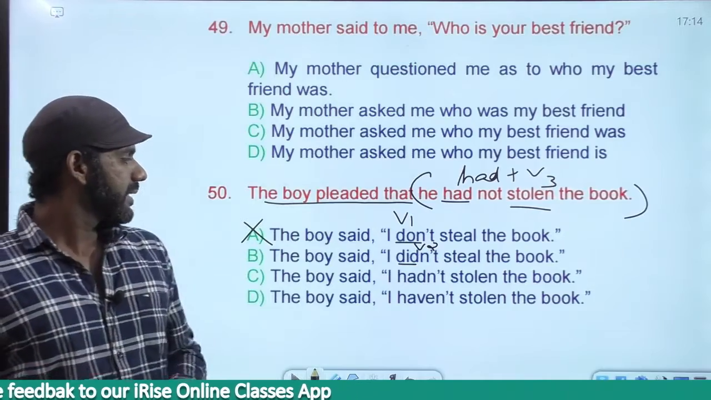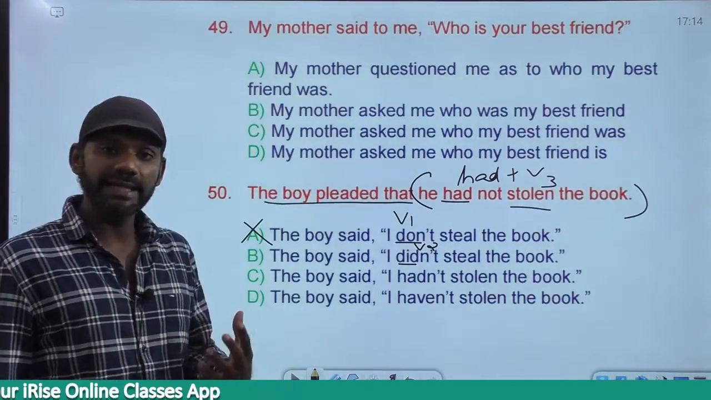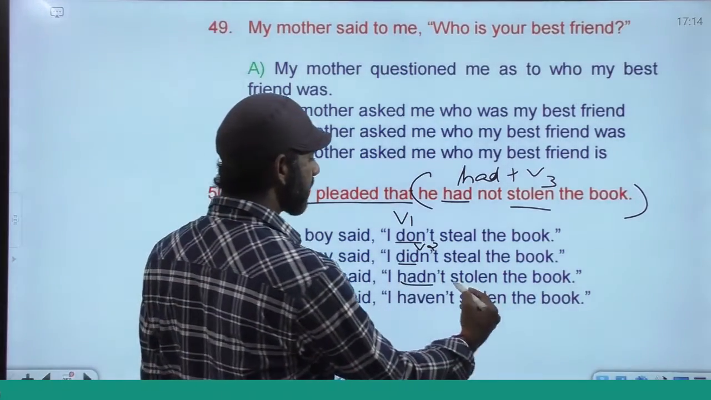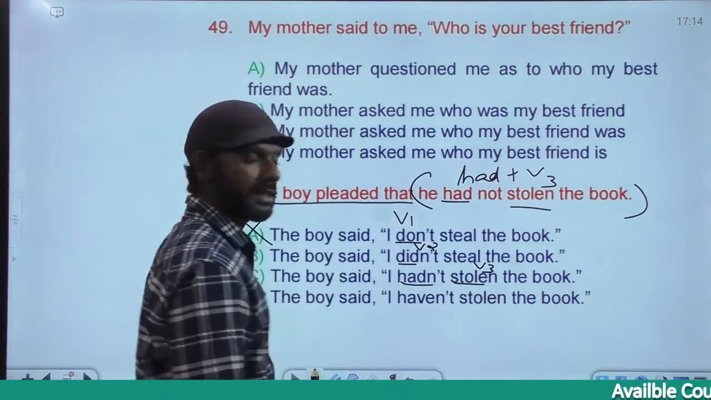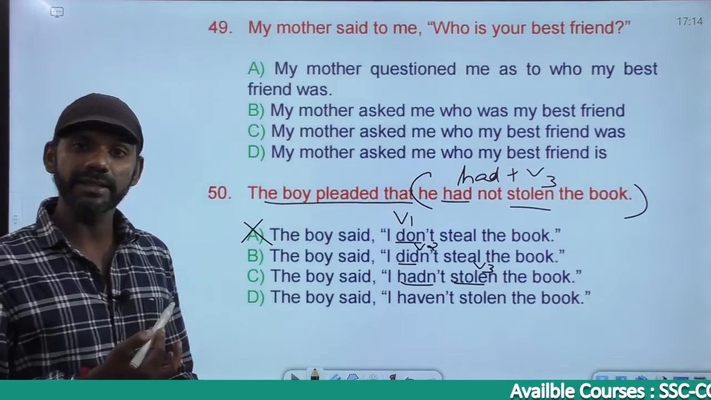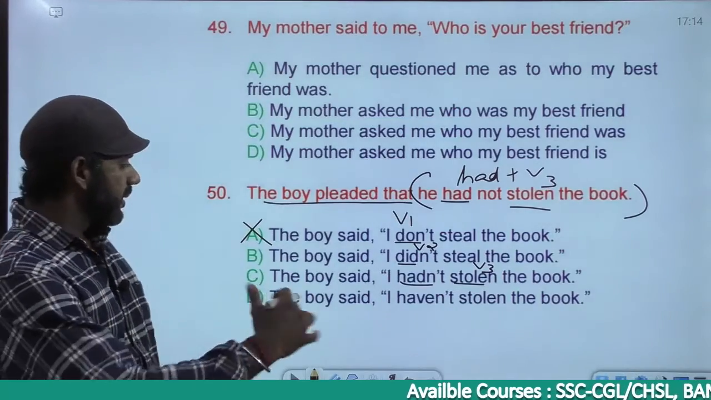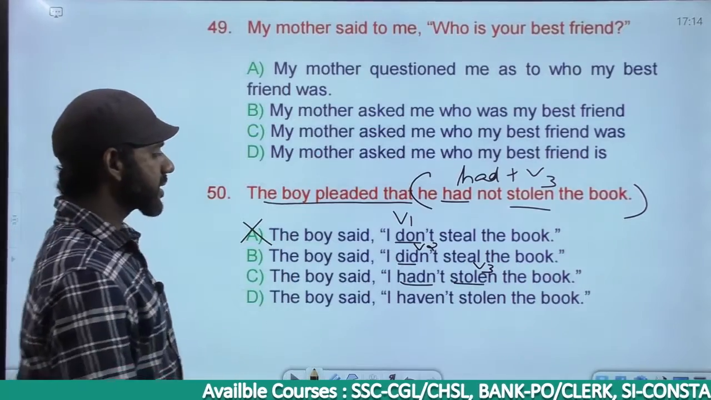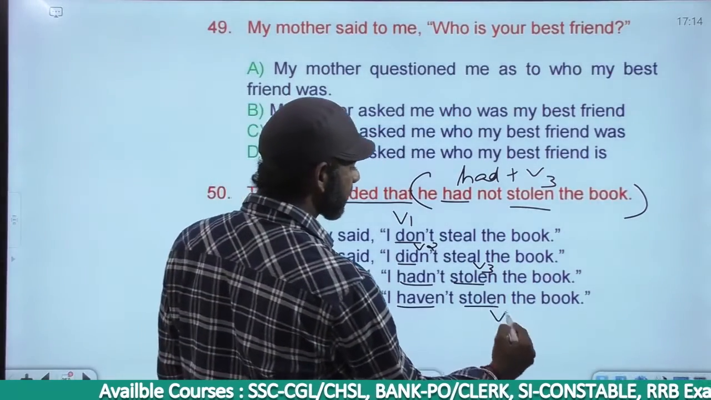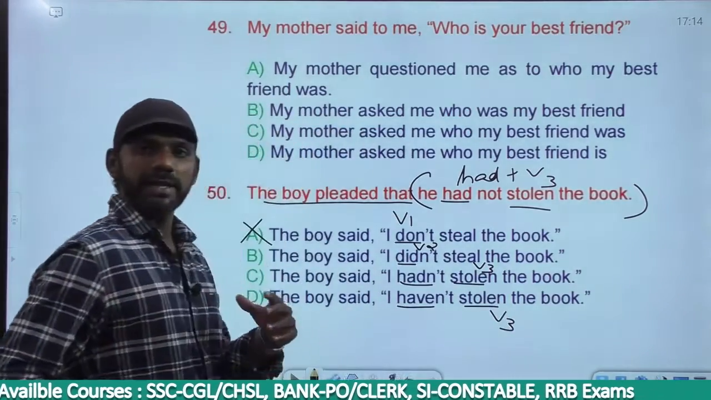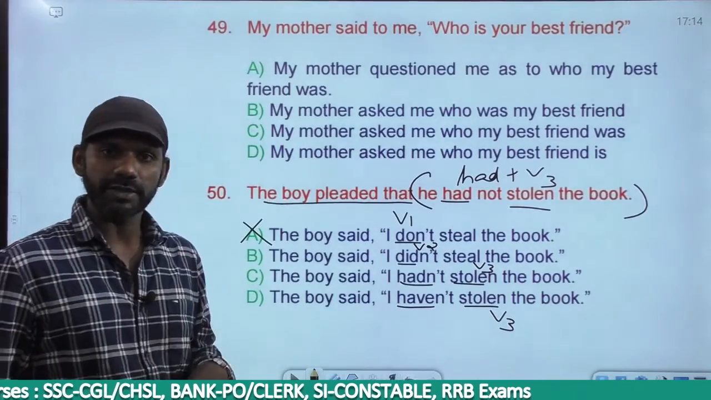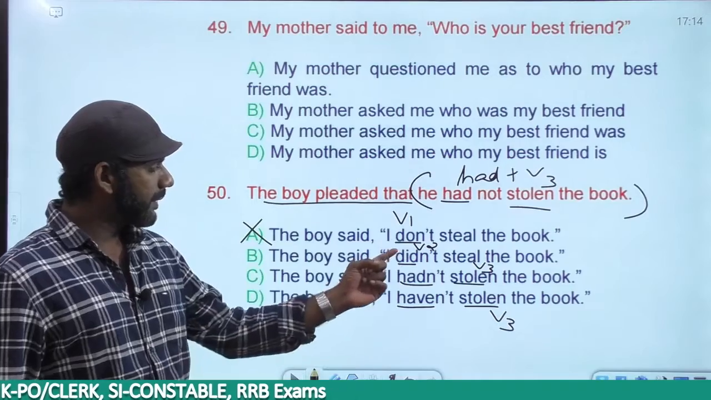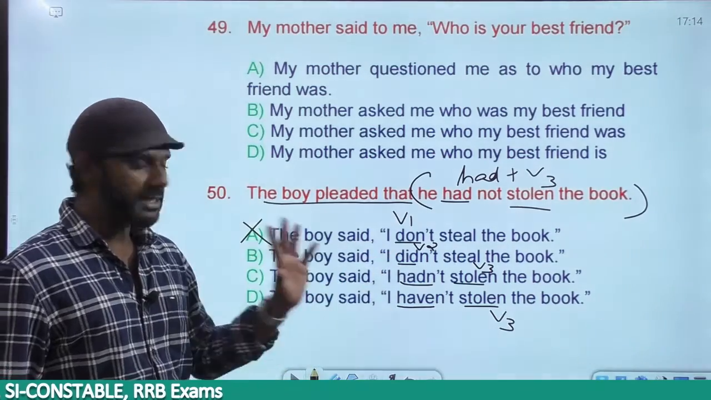Come to C. The boy said, I hadn't stolen the book. I hadn't stolen is had plus V3, past perfect. Past perfect can remain the same. Come to the next one. The boy said, I haven't stolen the book. Haven't stolen is have plus V3, present perfect. Past perfect can become present perfect. So we have three options here which should be considered: simple past, past perfect, present perfect.